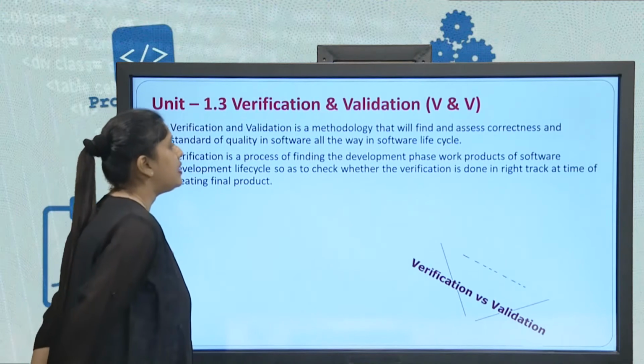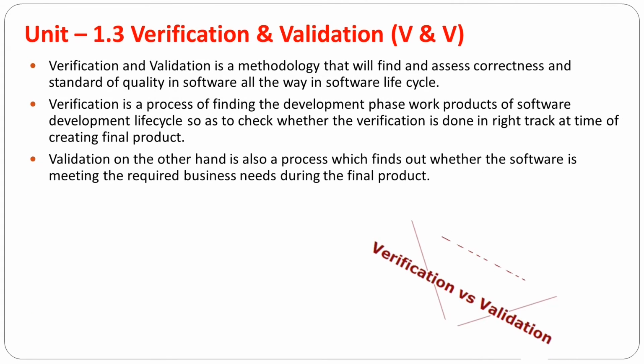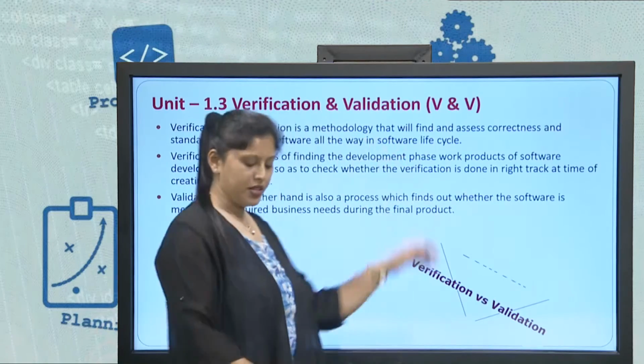Verification is a process of checking the development phase work products of software development, to check whether we are on the right track while creating the final product, and whether my project is reaching properly within a particular time frame. That all comes under the verification process. Validation, on the other hand, is a process which finds out whether the software is meeting the required business needs in the final product. Whatever my customer requirements were, is my software fulfilling all those requirements or not? That comes under validation.